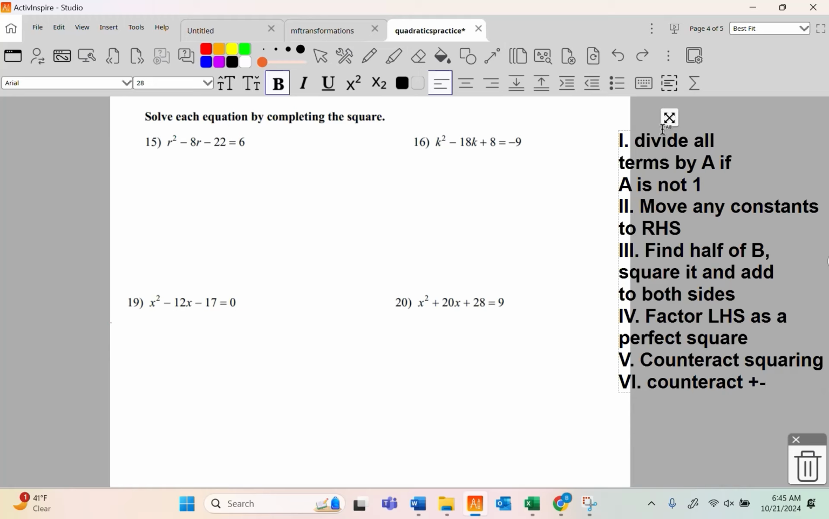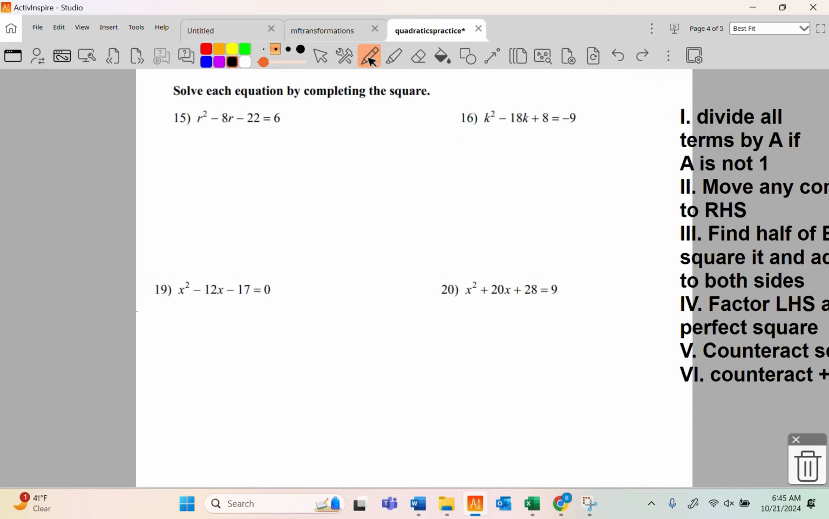I'm only going to do one of these. I have no idea which one's the hardest one. So let's look at 20. I'm not going to type this one out. The A value here is 1, so I can go straight to step 2. I'll move that 28 over. A 9 minus 28 should be negative 19. I know that B is 20, so I'm going to take half of that, and I'm going to get a 10. I'm going to square it, and I'm going to get 100, and I'm going to add that to both sides.